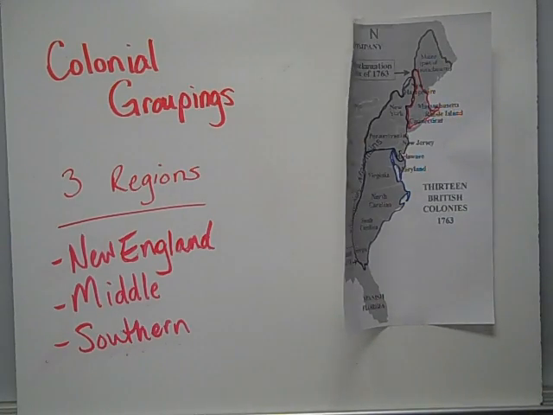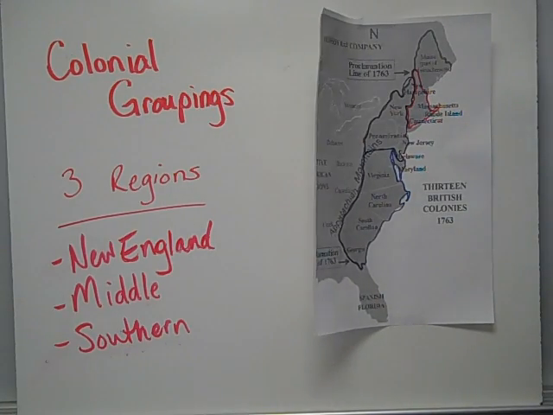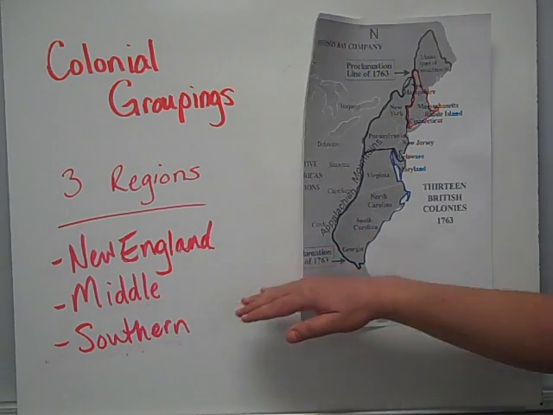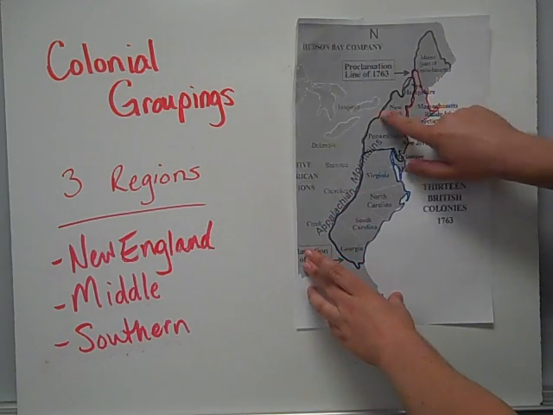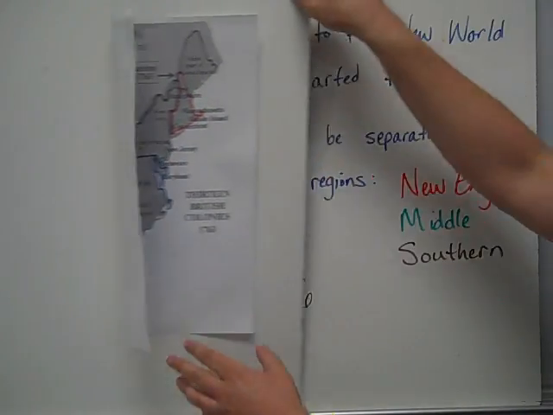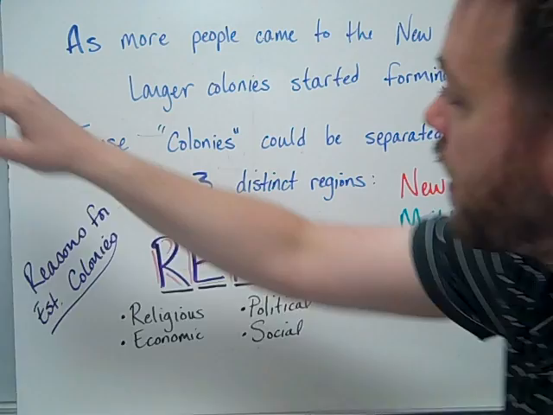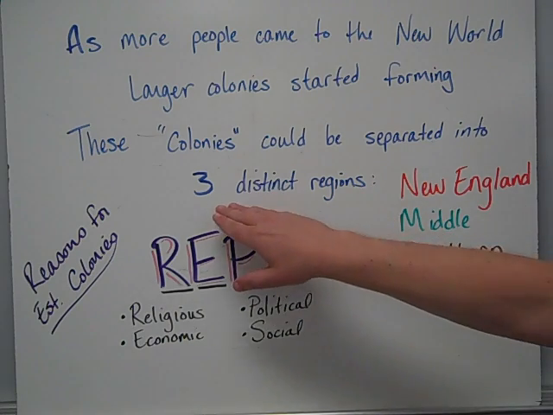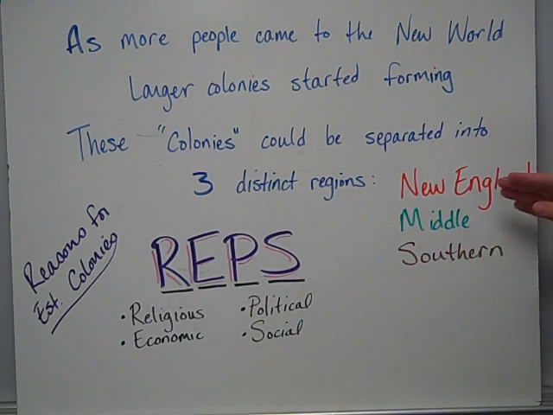We're going to be discussing colonial groupings in the three regions of New England, the Middle Colonies, and the Southern Colonies. And you can see them here on my map. As more people come to the New World, larger colonies started to form. These colonies could be separated into three distinct regions. And as I said, those regions are New England, the Middle Colonies, and the Southern Colonies.